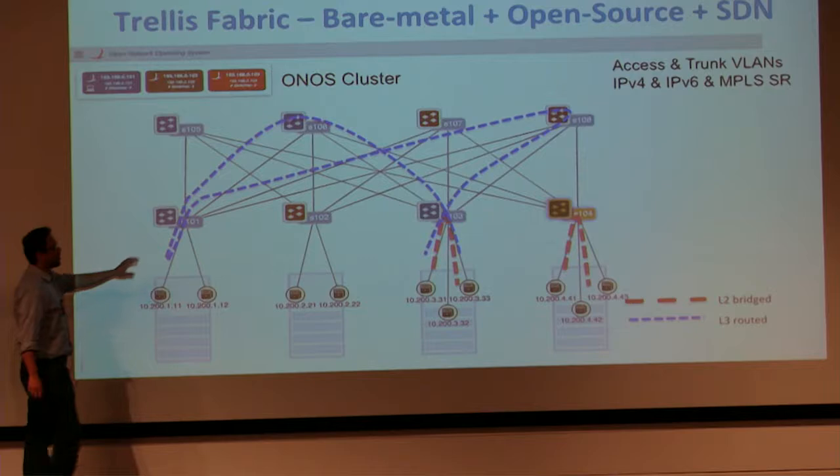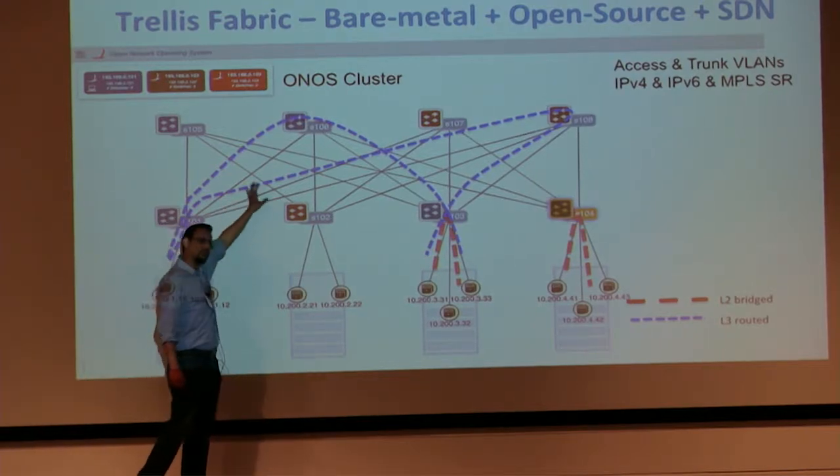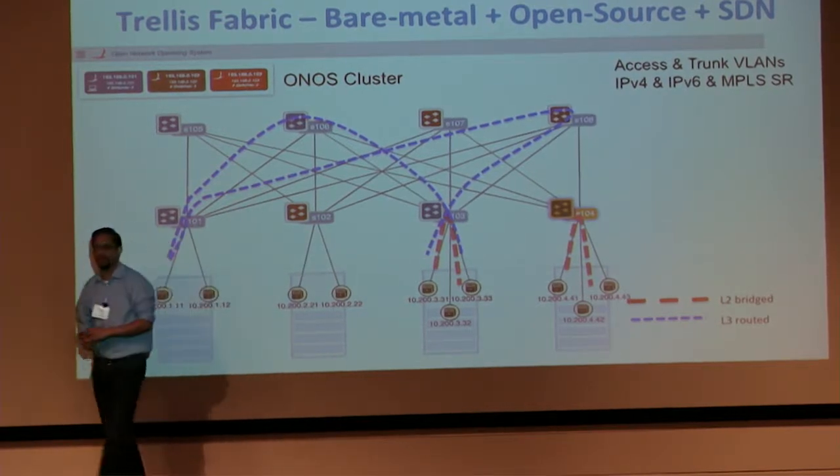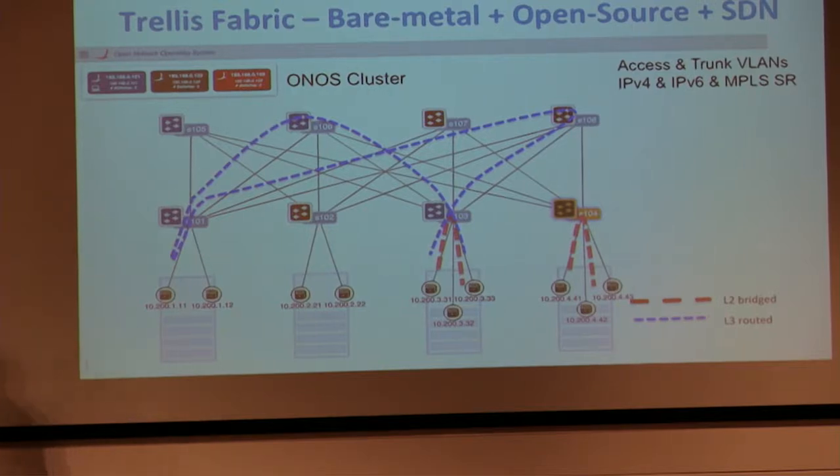We support IPv4 and IPv6, which is an external facing feature. Internally, we use MPLS segment routing, but that's not something that's exposed to the end user. But that's how our fabric works. We do IP routing in the leaves, and we push labels, and the spines forward traffic on the basis of labels.